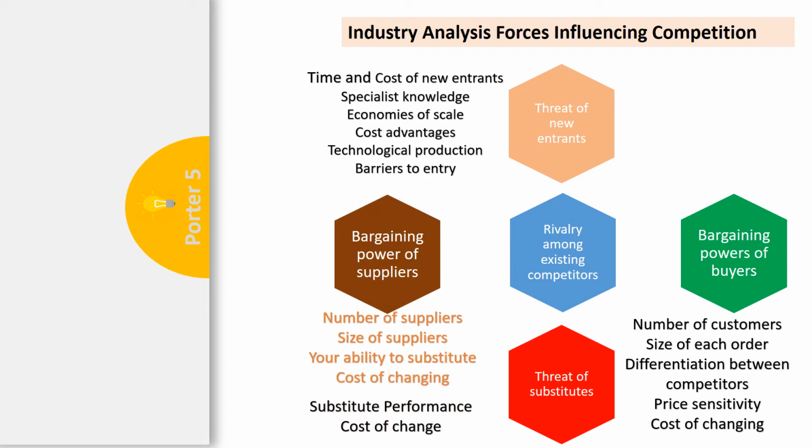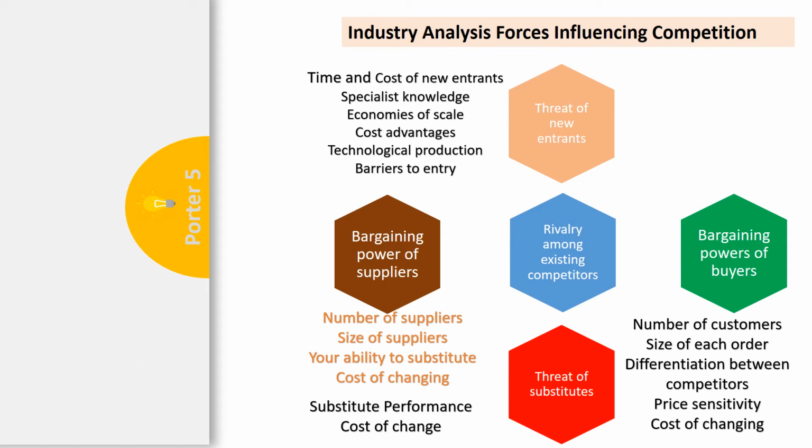What about the bargaining power of suppliers, which will depend upon the number of suppliers? If there's a larger number of suppliers selling the same products, and you are a big retail outlet, then you're going to have a greater degree of bargaining power against those manufacturers of those products. What about the size of suppliers? The size of suppliers could also determine how much bargaining power you have over them.